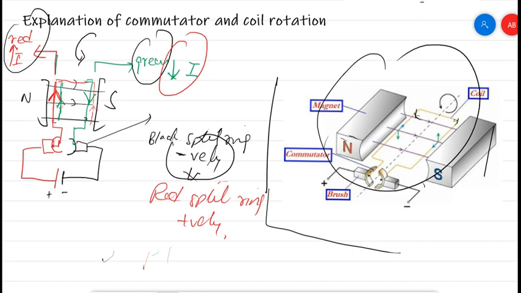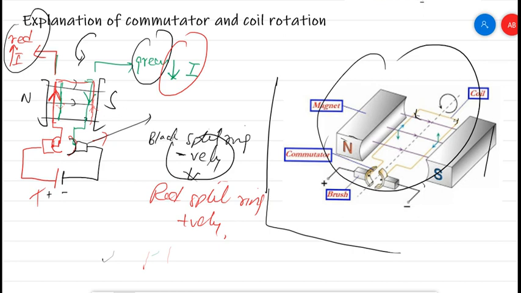Okay, and the same thing when the red reaches the opposite side in the right direction. Here before, it was in the upward direction, but we don't want the upward direction. We need that here also the current should be in the downward direction. Then what do you have to do? It means that this commutator, we know that this is the negative, this is the positive.